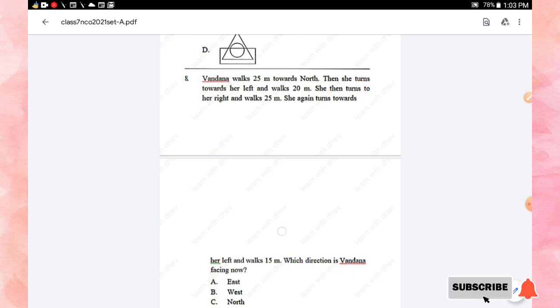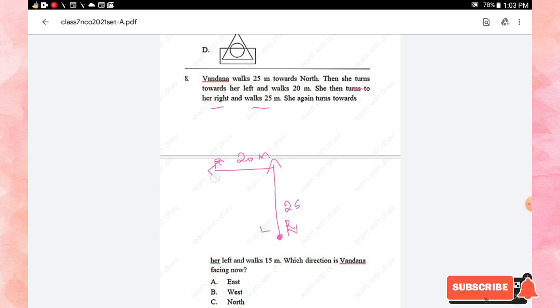Consider this is the starting point of Vandana. She walks 25 meters towards north. Then she turns towards her left. So when facing north, this would be your left and this would be your right. So she turns towards left and walks about 20 meters. Again she turns to her right and walks 25 meters. So this is right and this would be your left. She walks about 25 meters like this.